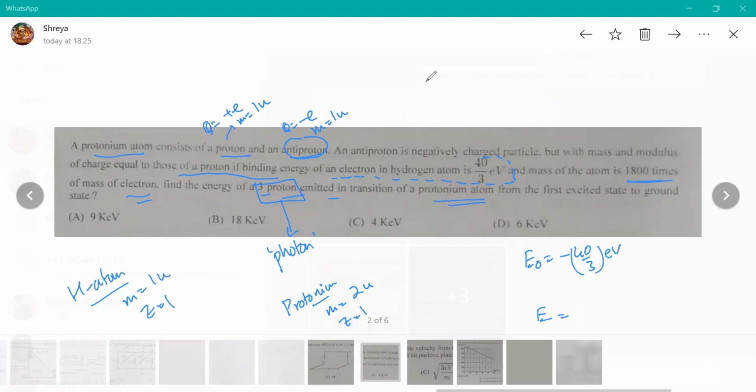Do you understand, Shreya, what I'm trying to say? I'll discuss the solution, but you have to understand that in comparison to the hydrogen atom, what are the energy levels of the plutonium atom? And why are they different? It has the same Z because there's only one proton, but it has double the mass of the nucleus. So how is that going to affect it? Okay, so that's the thing we have to understand.